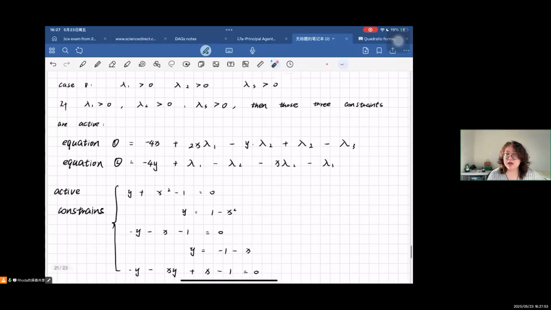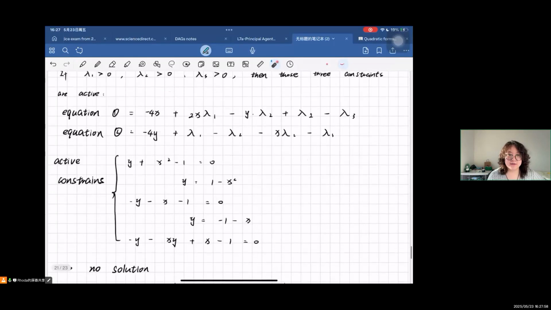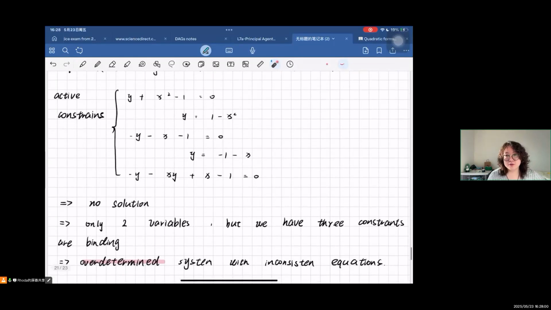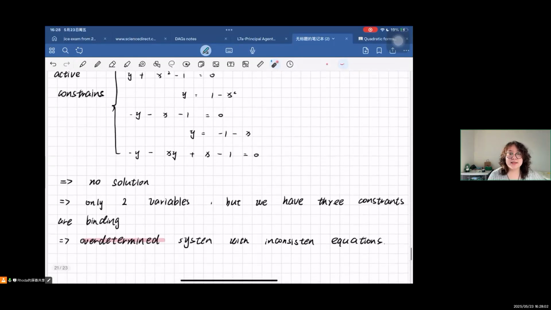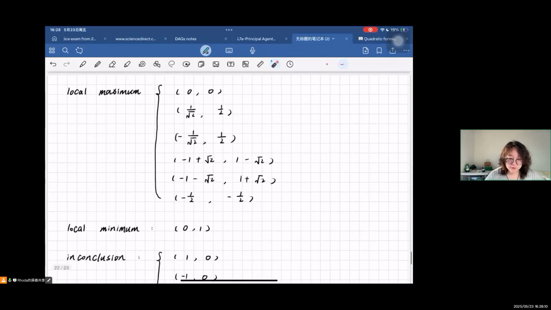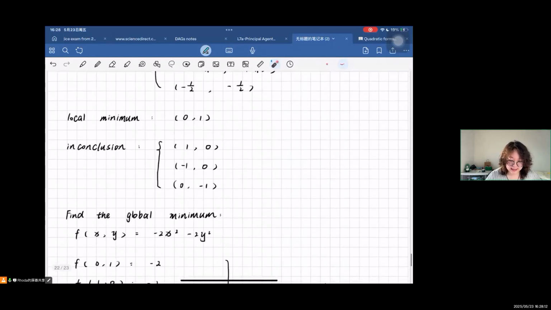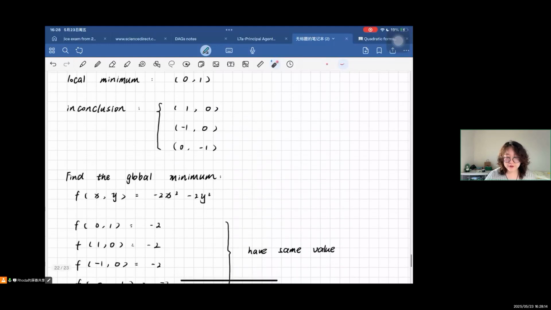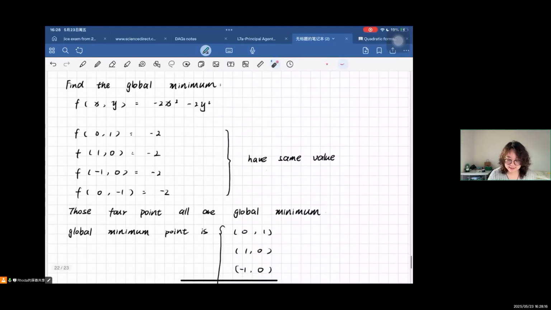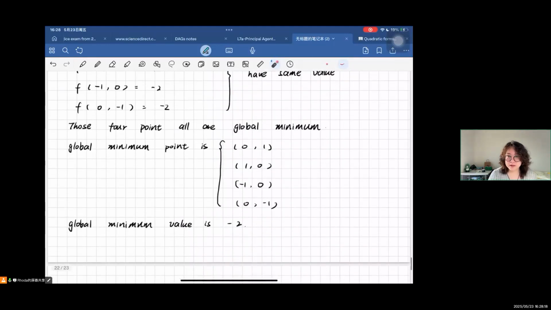For case 8, we only have 2 variables, but 3 constraints active. This means we will have no solution for this case, because this is an overdetermined system with inconsistent equations. So case 8 is not feasible. Those are the points that I can observe or calculate from this question. And those 4 are the global minimum points, and the global minimum value of this question is -2.